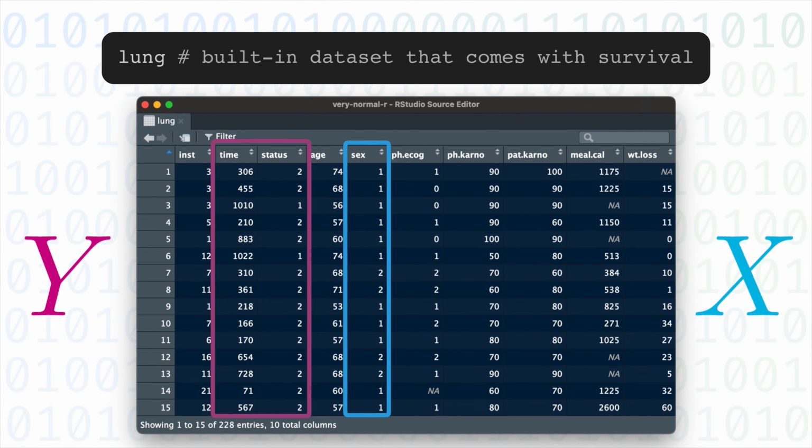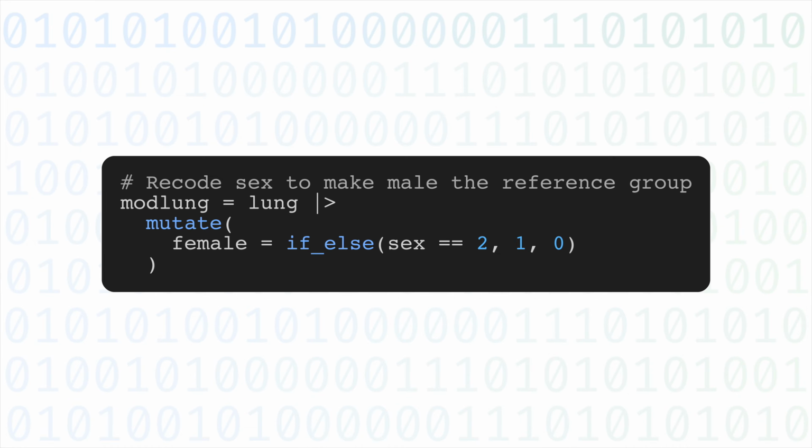Since the proportional hazards model is a regression, we also need a covariate. In this case, we'll go with sex. We'll create a dummy variable to indicate that someone is female, so males are our reference group.